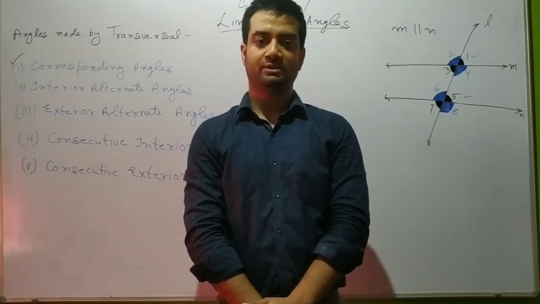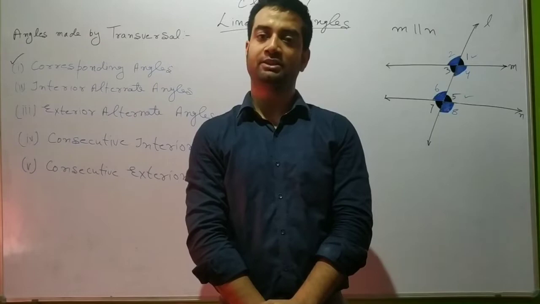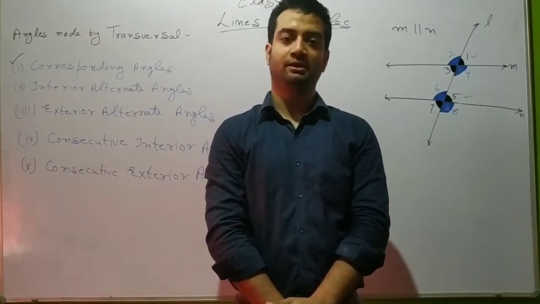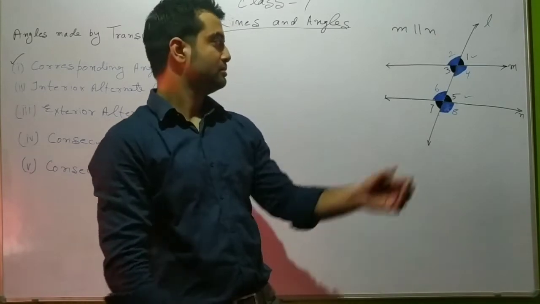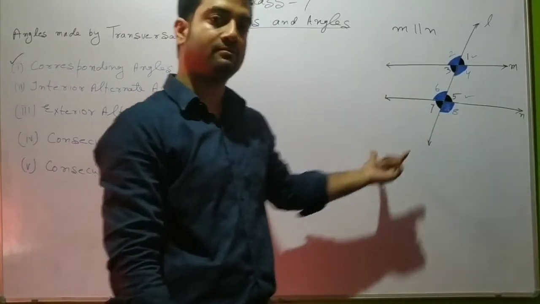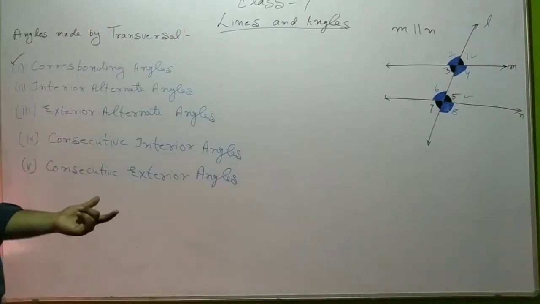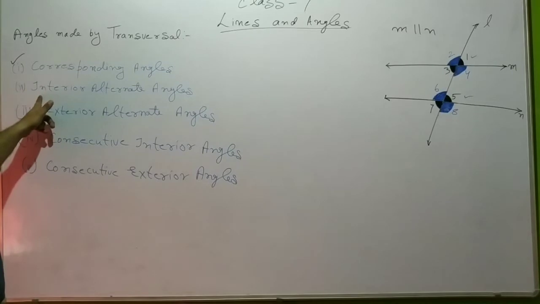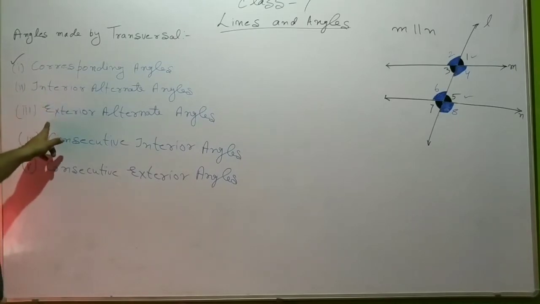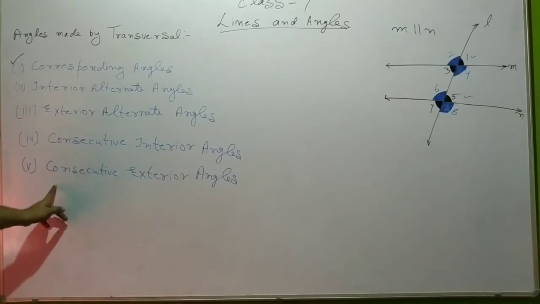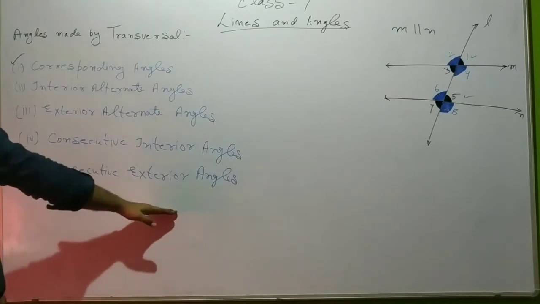In our today's video, we will discuss about the angles made by a transversal. Generally, when a transversal intersects a pair of lines, then the type of angles which are made are corresponding angles, interior alternate angles, exterior alternate angles, consecutive interior angles, and consecutive exterior angles.